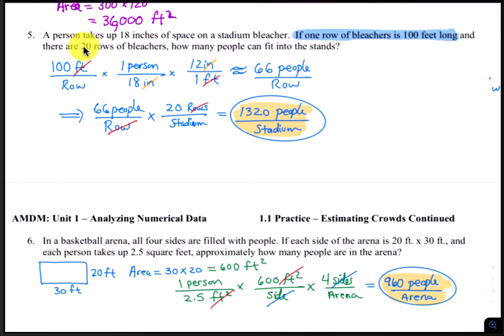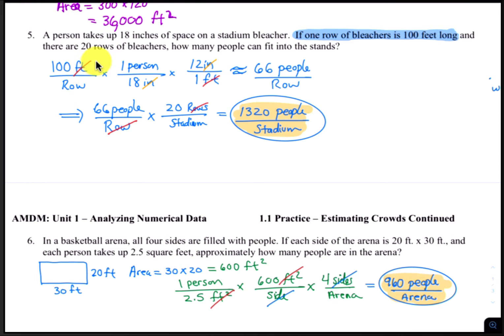For number 5, a person takes up 18 inches of space on a stadium bleacher. If one row of bleachers is 100 feet long and there are 20 rows of bleachers, how many people can fit into the stands? So we start with 100 feet. It's 100 feet in one row. And then you multiply that by one person taking up 18 inches. And then we multiply that by 12 inches in 1 foot.